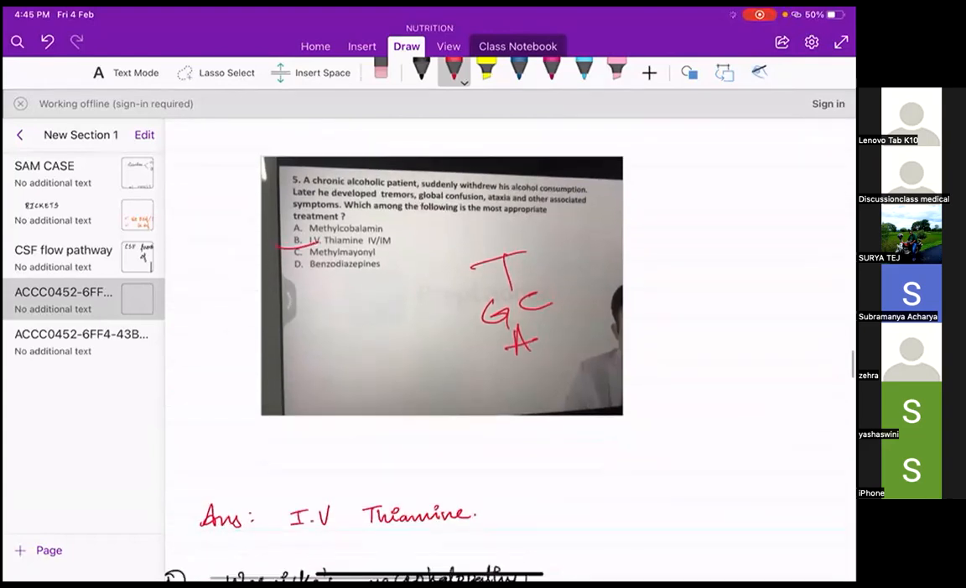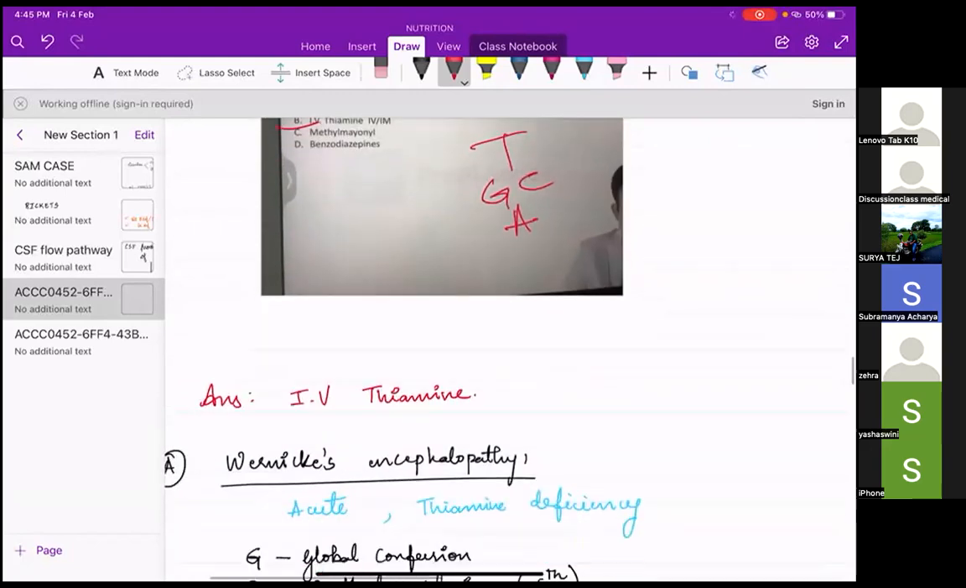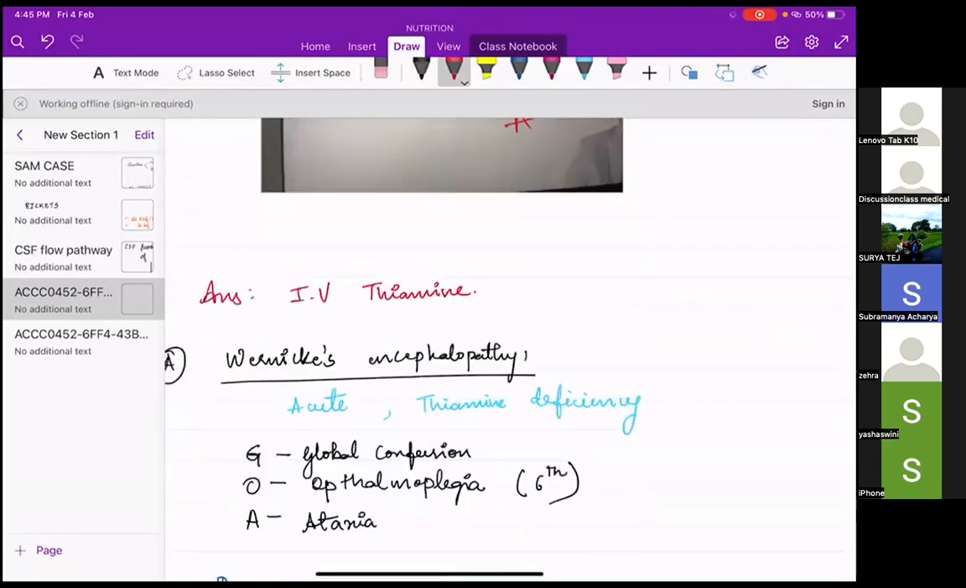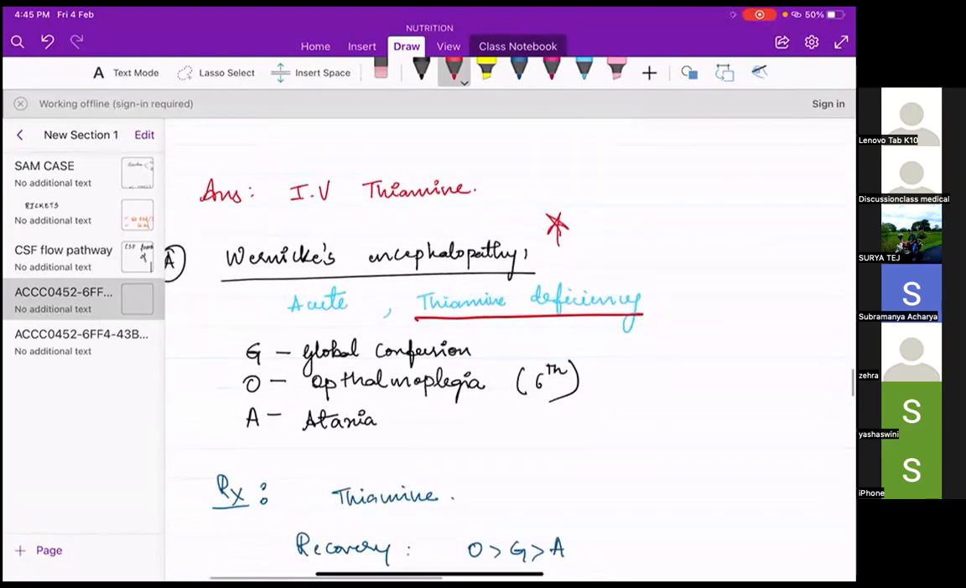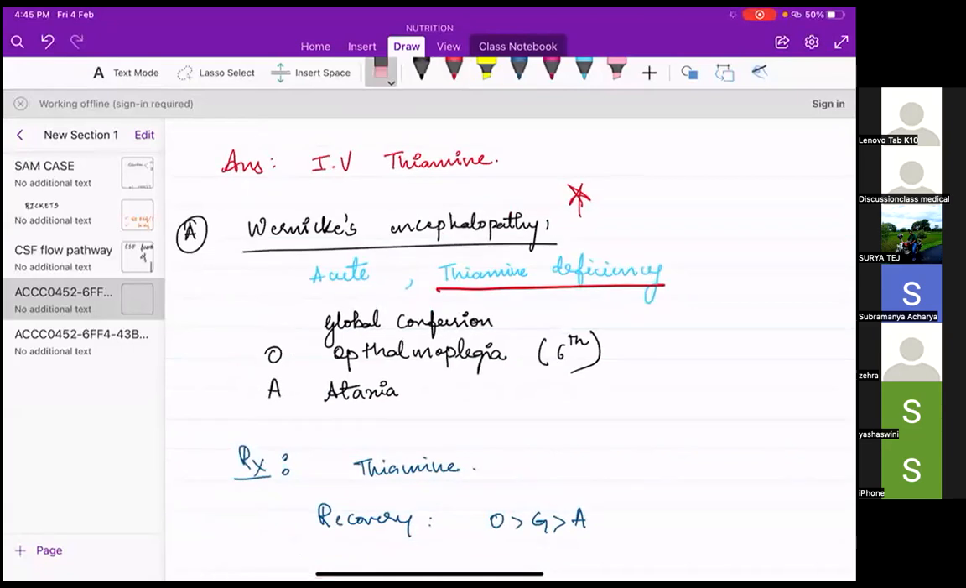Why IV thiamine? What is this syndrome? Presenting with global confusion, ataxia, it is Wernicke's encephalopathy, which is an acute presentation where there is thiamine deficiency. So the cause for Wernicke's encephalopathy is thiamine deficiency, which is usually seen in chronic alcoholics. So what is the triad of Wernicke's encephalopathy? If you see these three, it is Wernicke's encephalopathy, the mnemonic being GOA. So G for global confusion, O for ophthalmoplegia, A for ataxia.